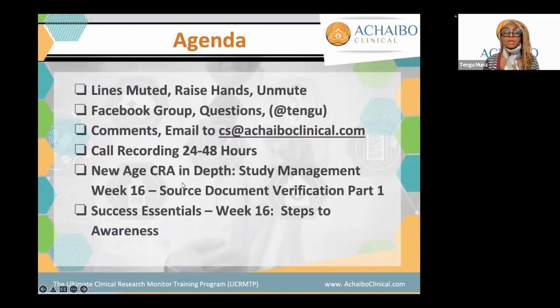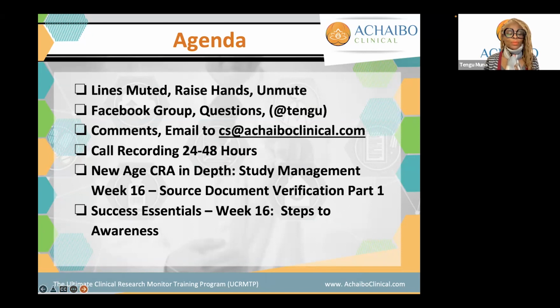We're still discussing study management week 16, but we are switching and we're going to talk about source document verification. How do we ensure that we apply data integrity to what we do? This is part one of it today. Then we're going to talk about some other success essentials that entail the steps to awareness. How do you become aware of who you are, and how do you become aware of your authentic self?